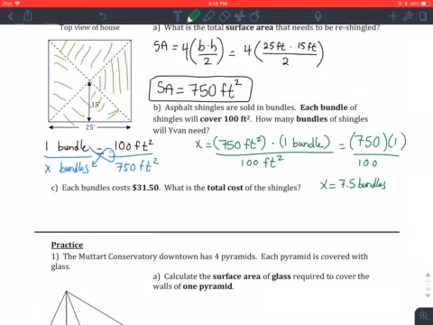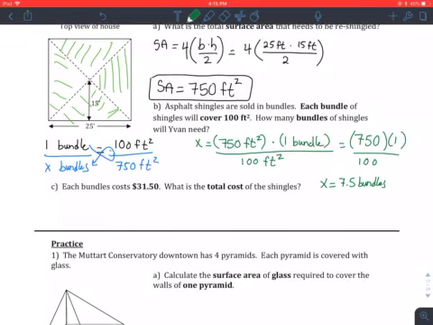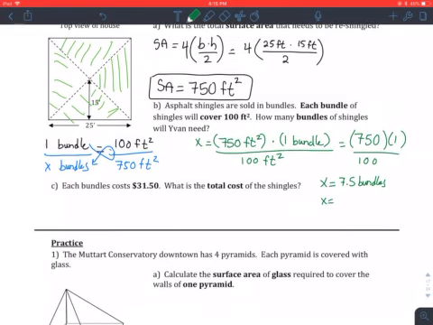Okay, this is where we're going to need to think about our answer. I can't go to the store and buy half a bundle of shingles. They aren't sold in halves. They're only sold in wholes. Now, if I buy 7 bundles, I'm not going to have enough shingles to cover the entire roof. So what I'm going to need to do is round my answer up a bit to 8. Now I am going to have some left over, but I'd rather have something left over than not enough. And I'm going to have to go back to the store to buy some more anyways. So we're going to round up to 8 bundles, which takes us to the last and final part.